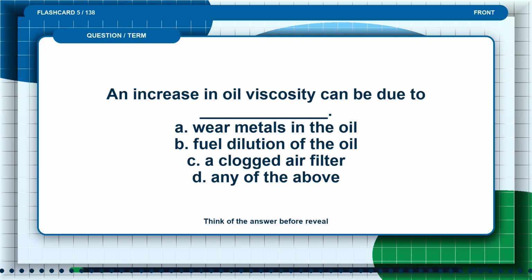Flashcard 5. An increase in oil viscosity can be due to blank. A. Wear metals in the oil. B. Fuel dilution of the oil. C. A clogged air filter. D. Any of the above. Pause and think of the answer before the reveal.